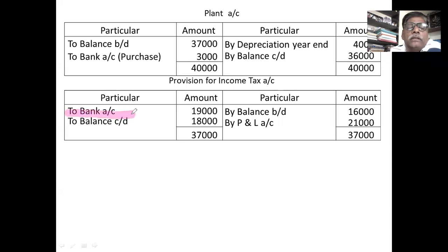This bank is the application. If asked where to take it in the fund flow statement, on the application side you take tax paid. By P&L account means provision for income tax. This provision for income tax you have to take in the funds from operation. Look at this carefully, which comes where. To bank means tax paid, to be taken as application side in the fund flow statement. By P&L account means provision, to be taken in funds from operation.